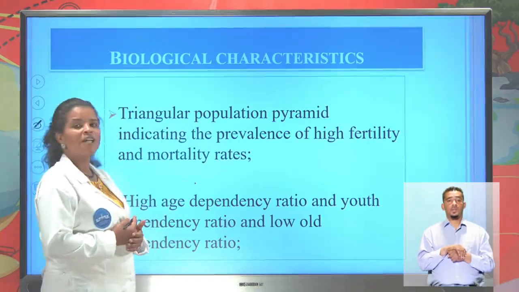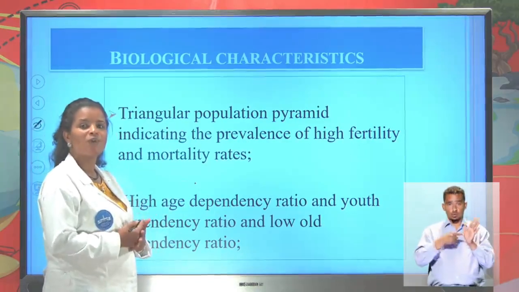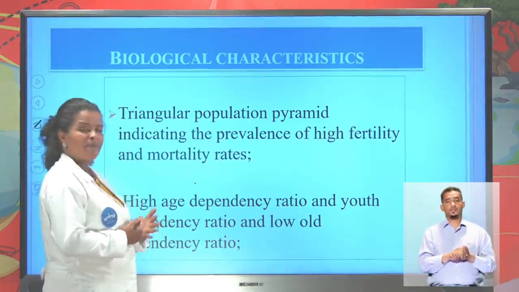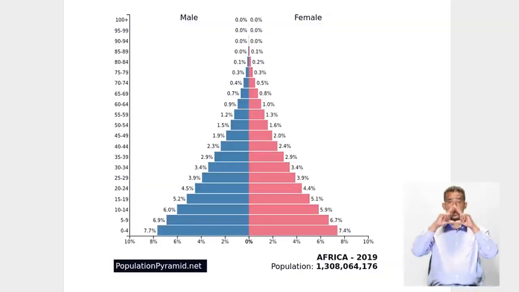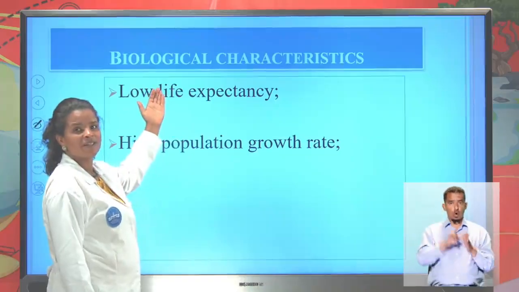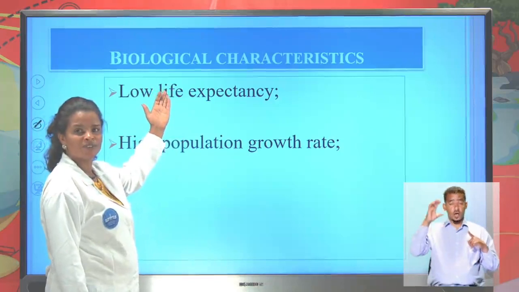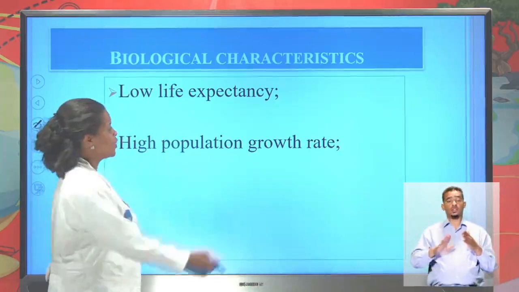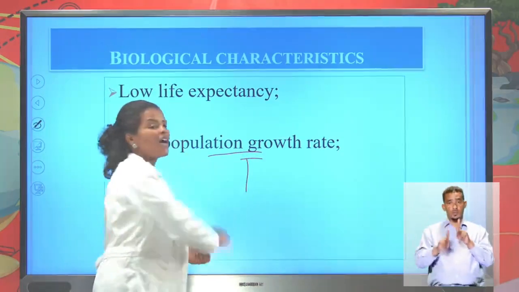The triangular population pyramid indicates the prevalence of high fertility rate and mortality rate. At the base, the pyramid is wide. It shows that the fertility of Africa is very high. It also has a high age dependency ratio, high youth dependency ratio, and low old age dependency ratio. Low life expectancy: the life expectancy of Africa is 54 years, and it has a high population growth rate. The high population growth rate is the result of high fertility.